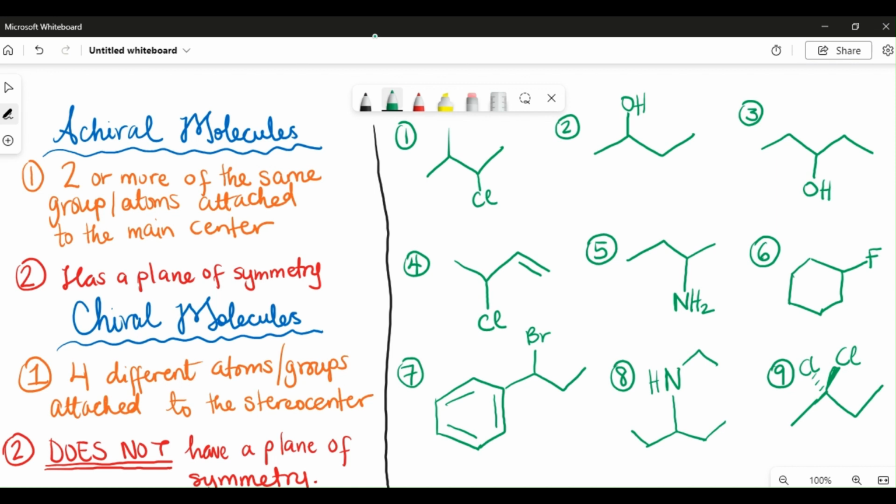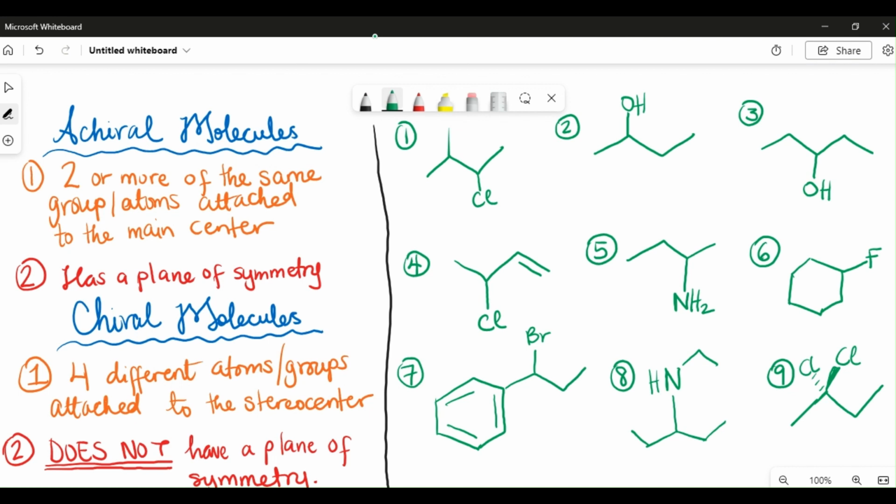Now, the next thing you have to know after you've understood this is that you have to look at chiral molecules, and chiral molecules are just the exact opposite of achiral molecules. The first thing for a chiral molecule is that you have to have four different atoms or groups attached to the stereo center. You know how for achiral, if you have two or more of the same atoms or groups, that makes it achiral. But for chiral, you always have to make sure that all four atoms or groups are different in order for us to call that a chiral molecule.